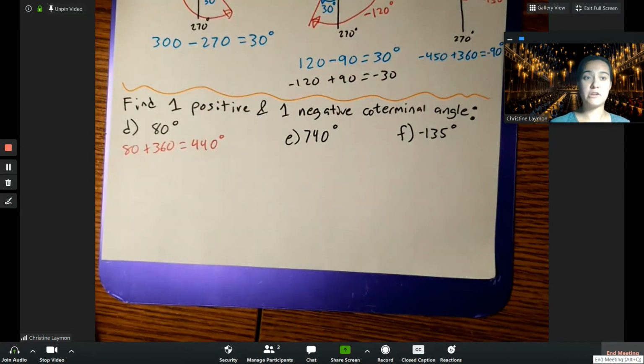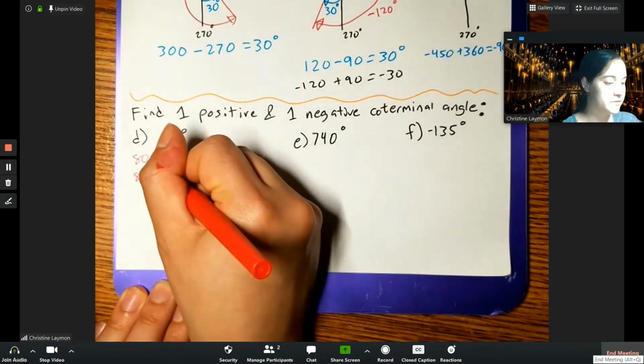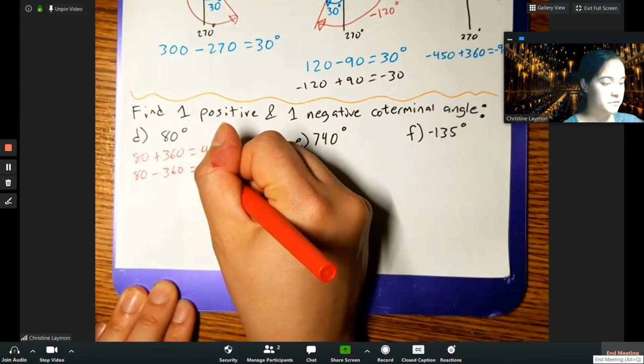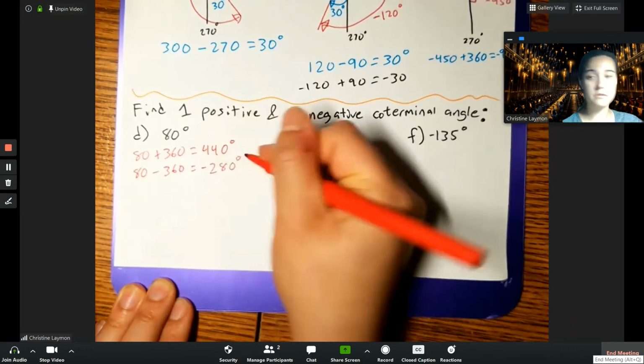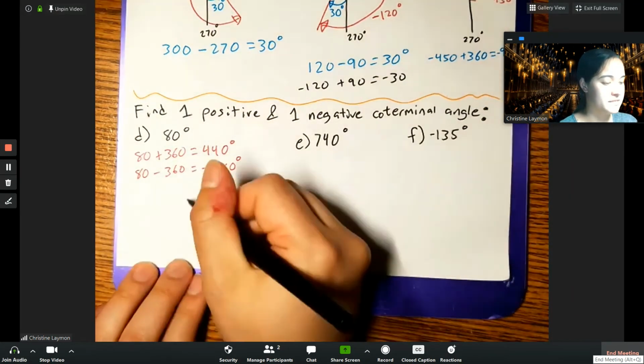Let's do the other direction. Let's take away 360. Spin the other way. Full circle. 80 minus 360. And that is negative 280 degrees. Let me draw a little sketch also so you can see what's happening here.